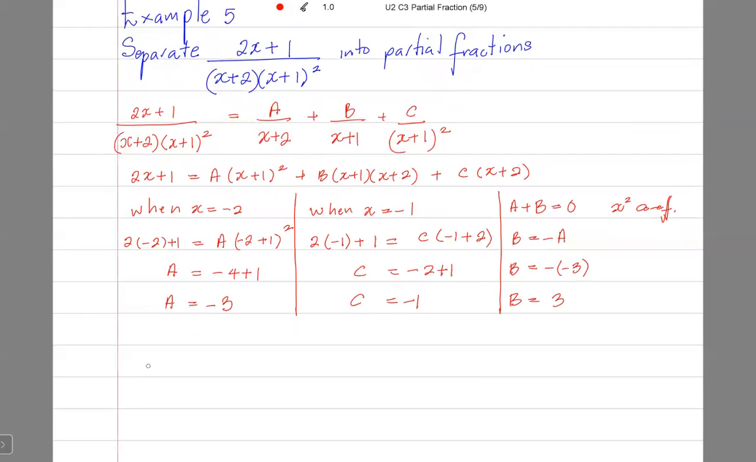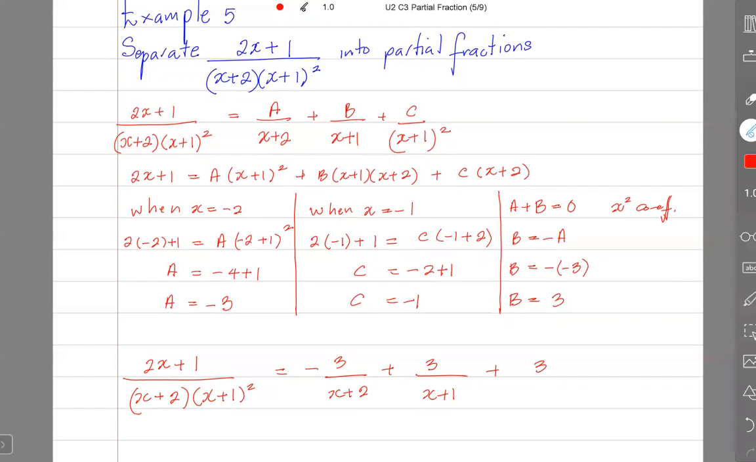So therefore, 2x plus 1 over x plus 2 into x plus 1 squared is equal to A, which is minus 3 over x plus 2, plus B, which is 3 over x plus 1, plus C, which is minus 1 over x plus 1 squared. And that would be our final answer.